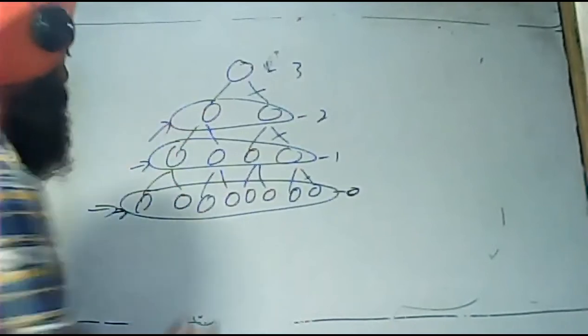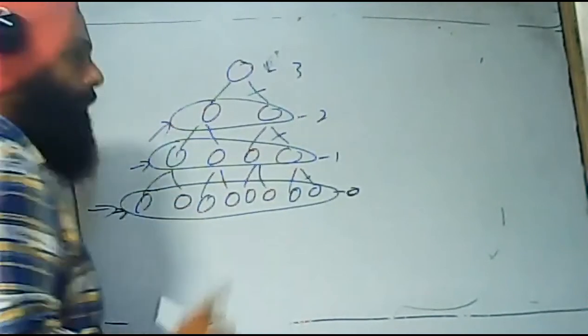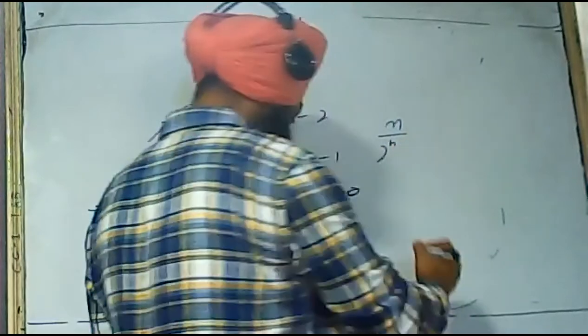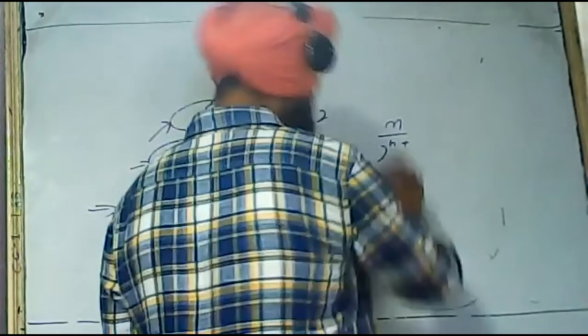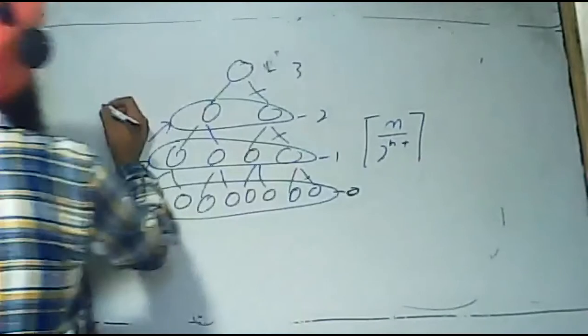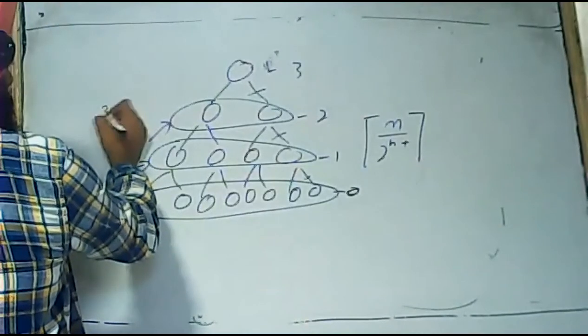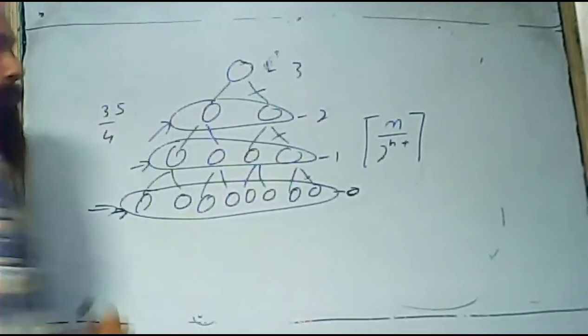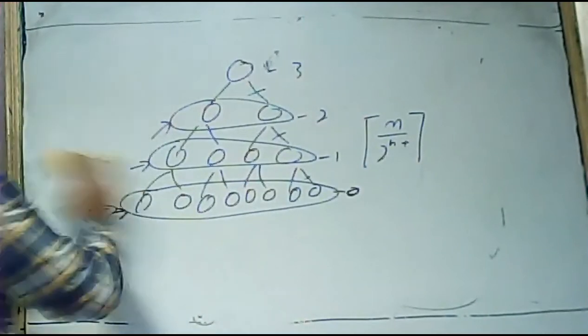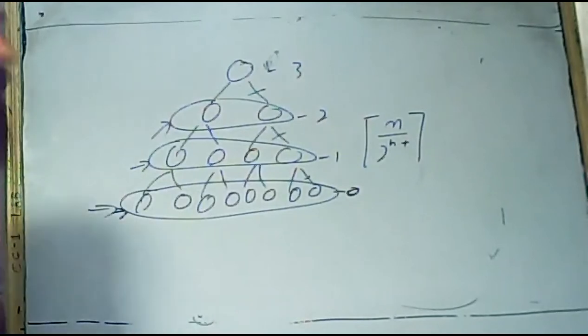So that's why we need to find out what will be the work done at a particular level. At one level, the work done will be n divided by 2 raised to power h plus 1, and its ceil value. It's not the floor value. If the answer is like 3.5, we can say it is 4. So that is the ceil value. Now we can check if the formula is giving us the right answer.